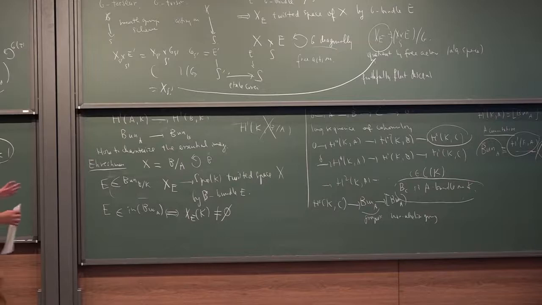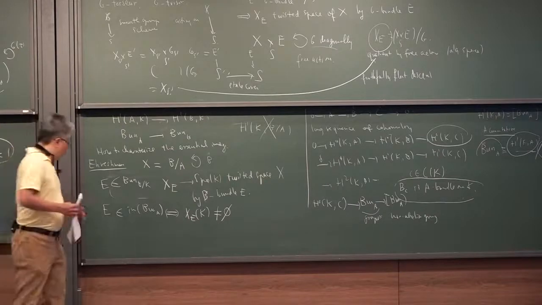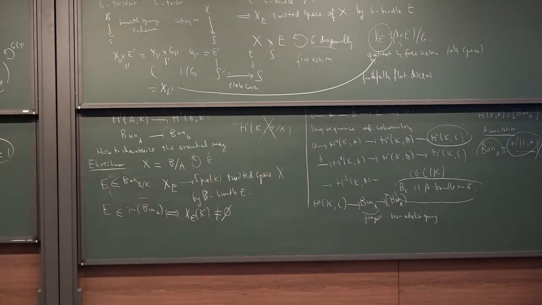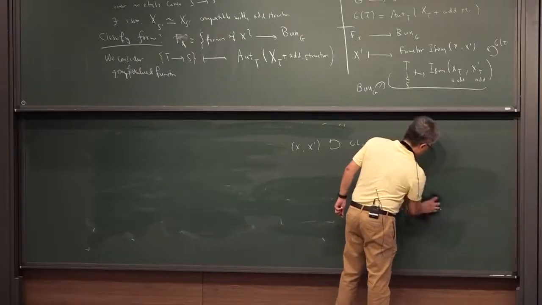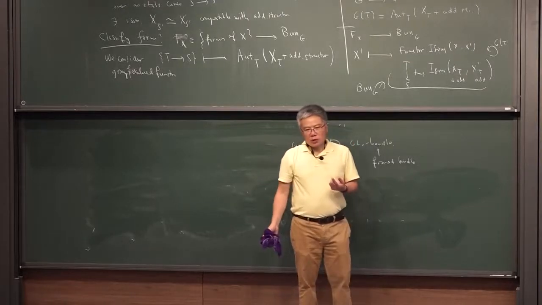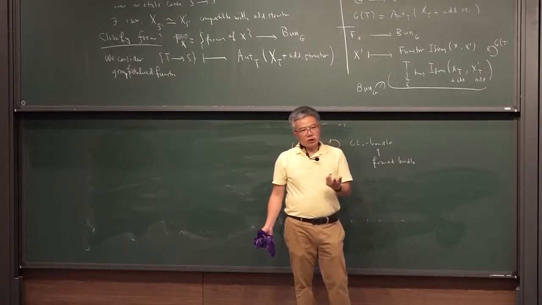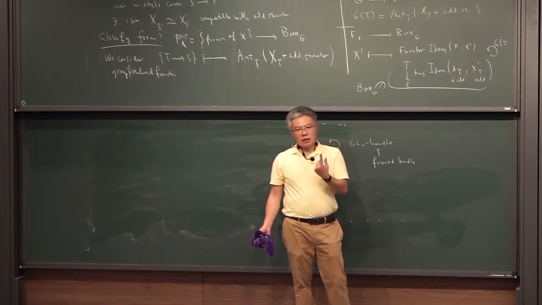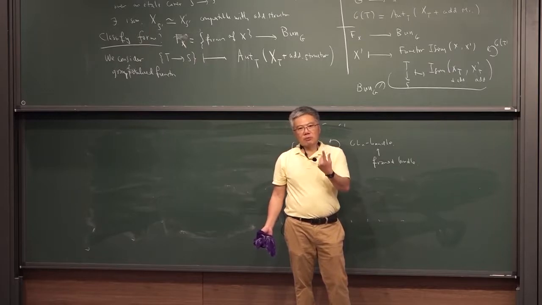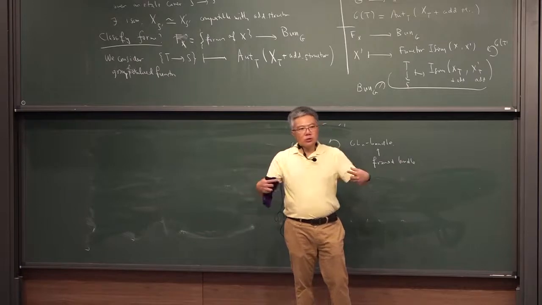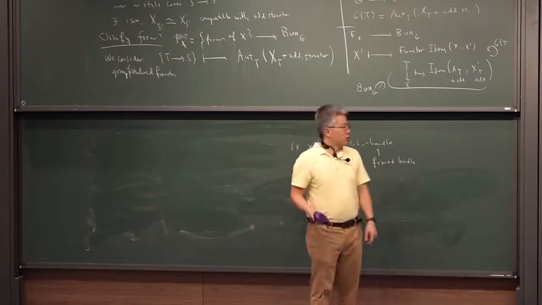So now we go back to the first problem, how to describe bundles on a curve. The description is a way to describe bundles on a curve by using Galois homology, by H1 of the generic fiber, for example, reducing the description to the generic fiber.